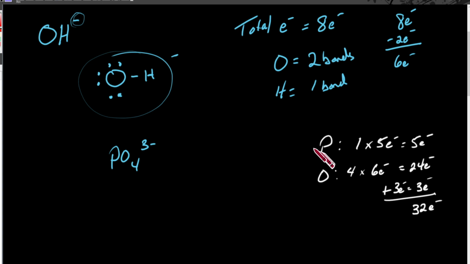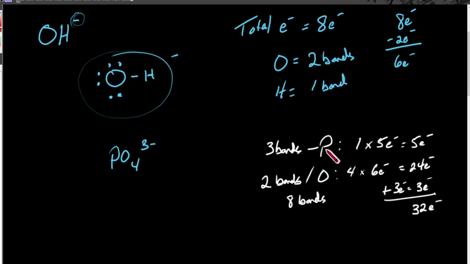All right, phosphorus likes how many bonds? It is in the nitrogen group, so it likes 3 bonds. Okay, oxygen likes how many bonds? 2. But there's 4 of them, so at 2 bonds per oxygen, that's going to give us 8 bonds. And that's all we've got.